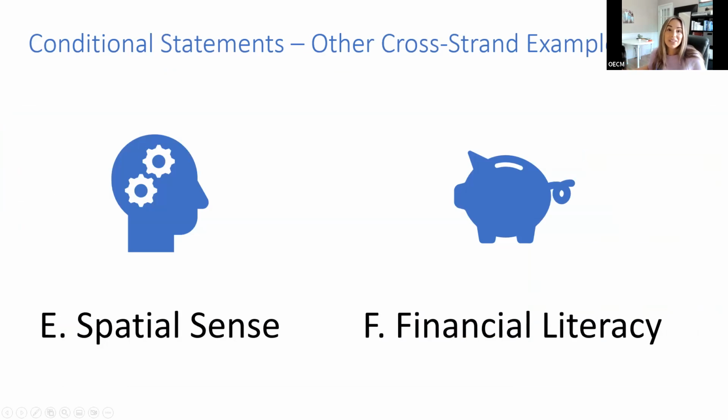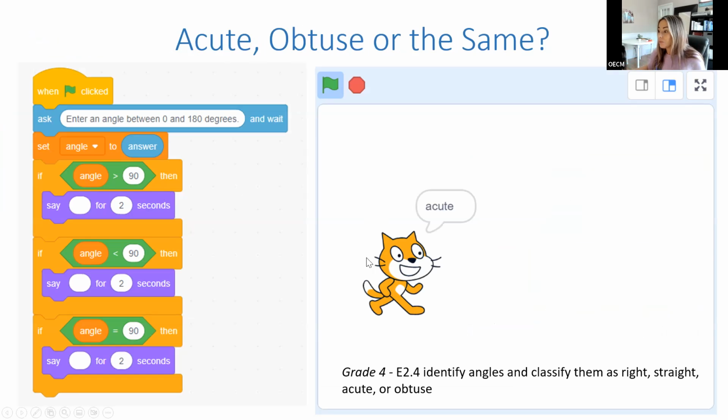So let's make a couple connections now to spatial sense and financial literacy. This program is one where I usually give them a blank template like this with angles. So it's saying if the angle is greater than 90, then tell them that it is obtuse. If it's less than 90, it will be acute. If it's equal to 90, then it's a right angle. So the students can fill that in.